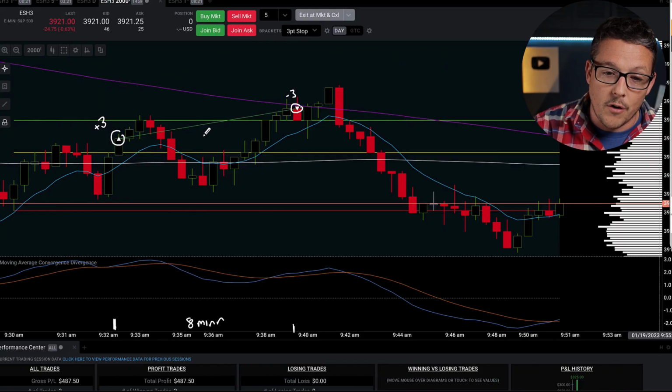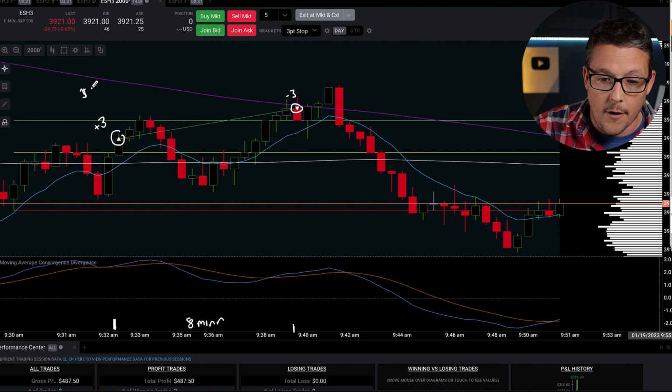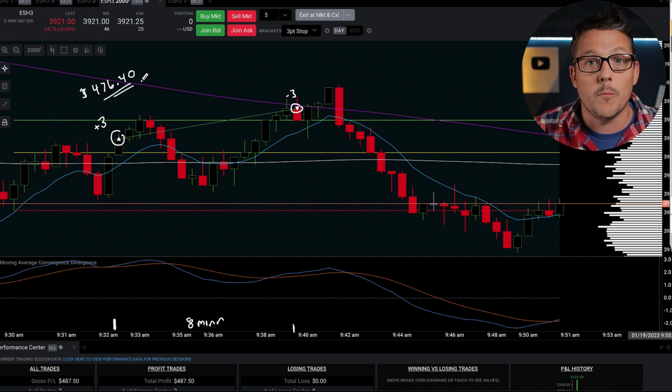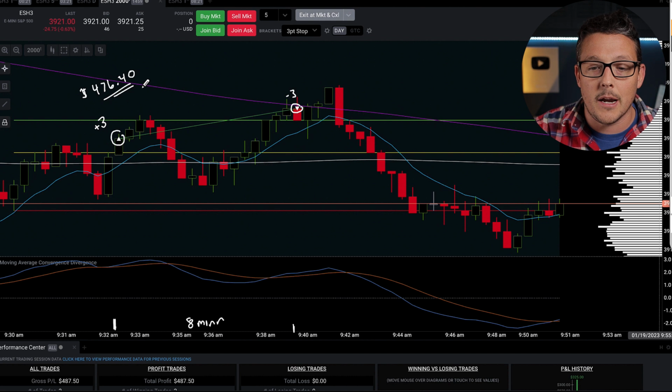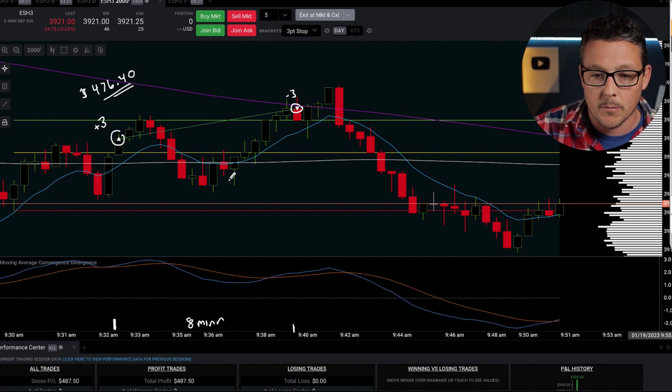But this trade right here was good for 400 after commissions and everything inside Topstep Combine, $476.40. And like I said, not real money. I am trading inside a Combine. I am trading with Topstep's money.